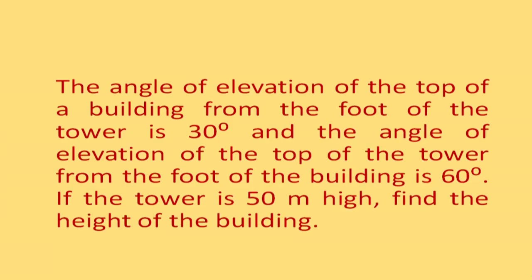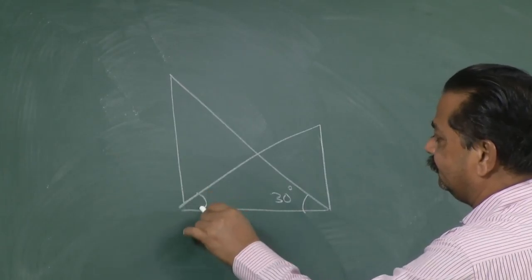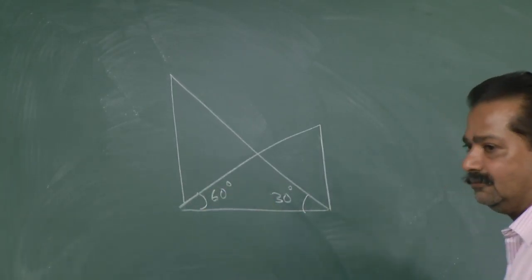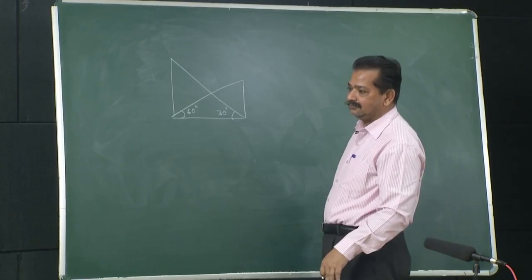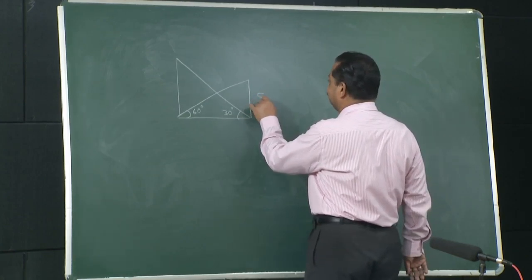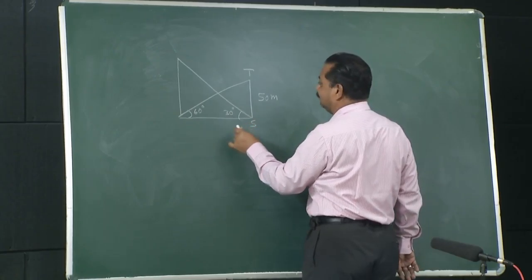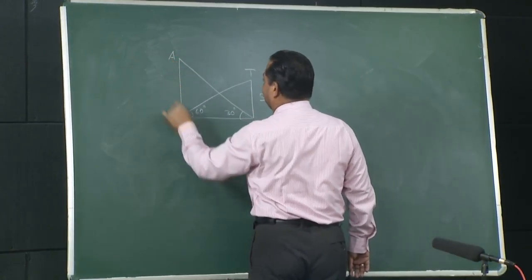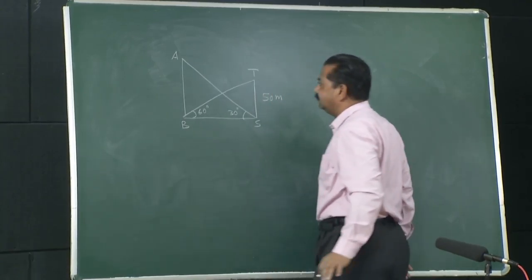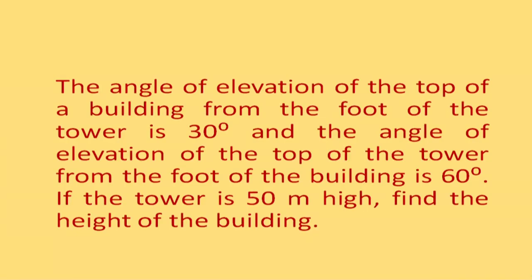This is 30 degrees. And the angle of elevation of the top of the tower from the foot of the building is 60 degrees. If the tower is 50 meters high, find the height of the building. This is the tower, ST. AB is the building.